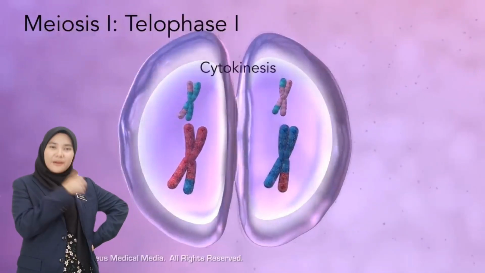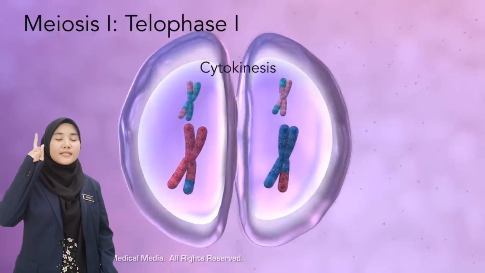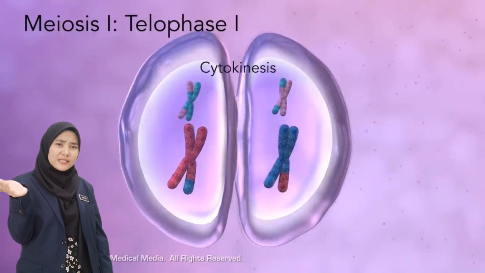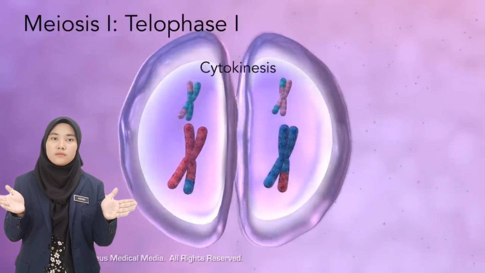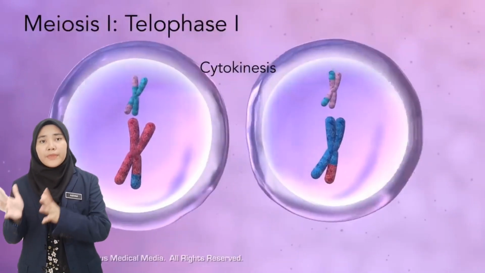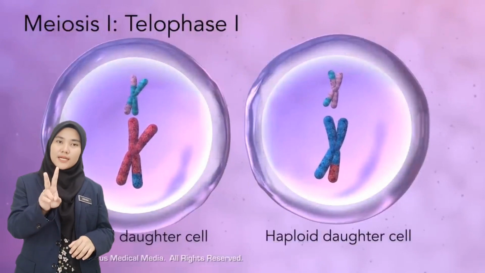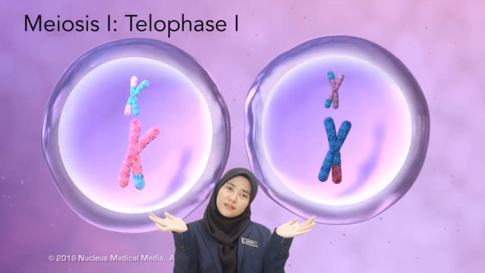Wait, we stopped here for a while. What is this called? It is cytokinesis. What is cytokinesis? Cytokinesis is the physical process of cell division, which divides the cytoplasm of a parental cell into two daughter cells. Excellent. Okay, let's proceed. Finally, cytokinesis occurs.